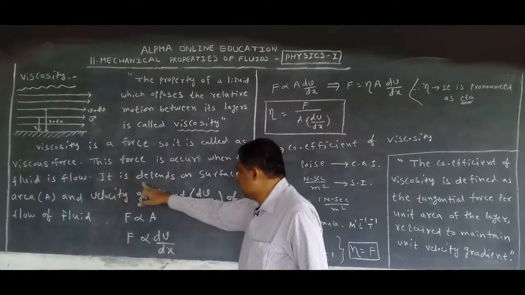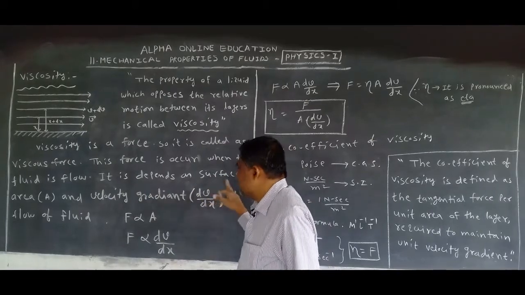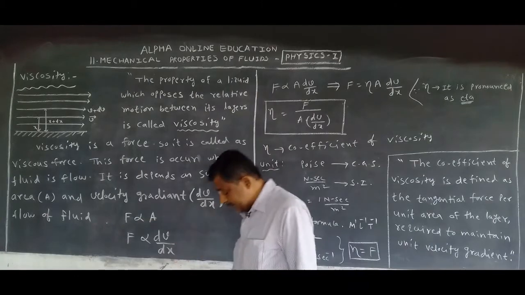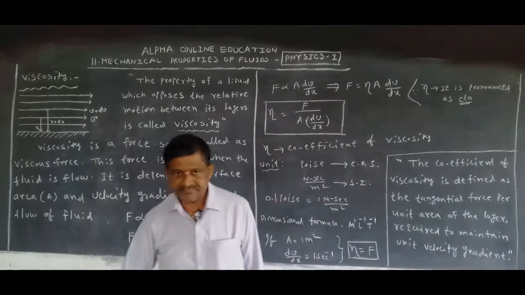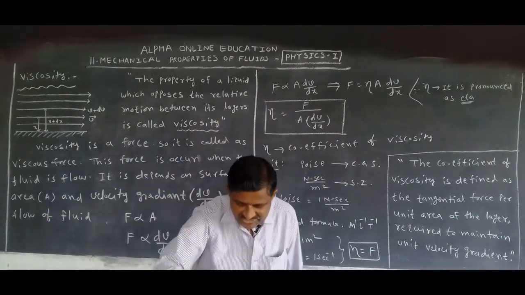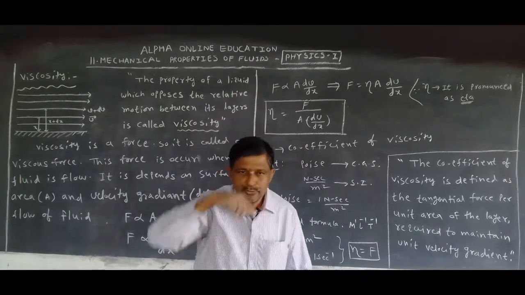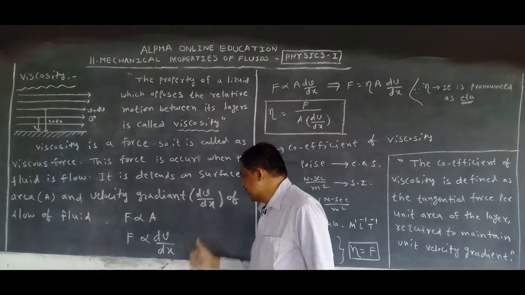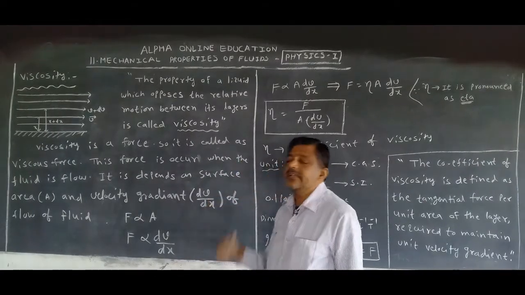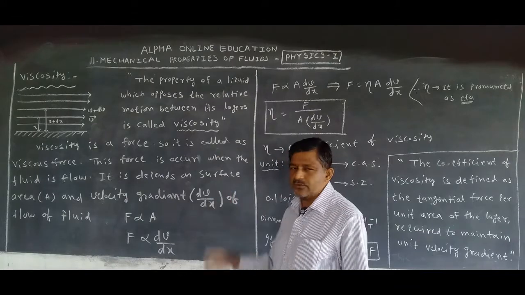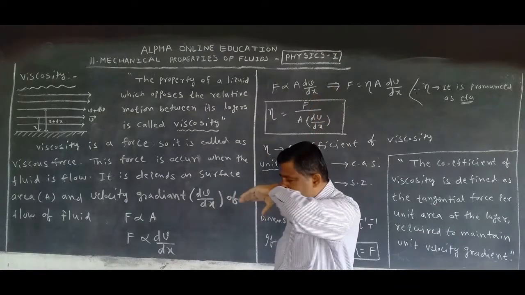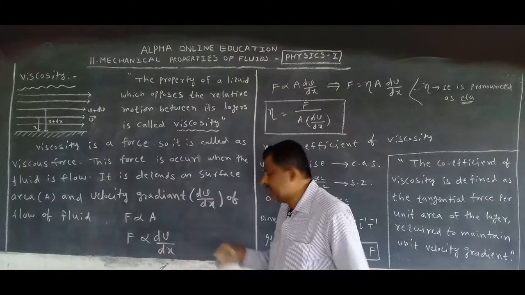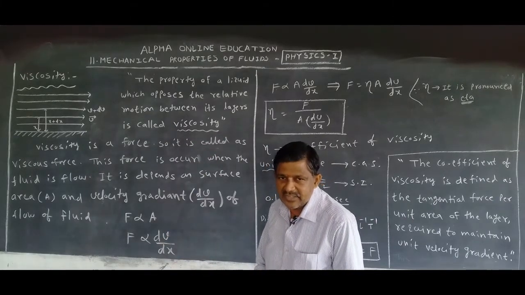This viscous force depends on the surface area and the velocity gradient of the fluid. Velocity gradient: gradient means increasing. The velocity gradient increases from the ground to the surface. What is the symbol for velocity gradient? The velocity gradient symbol is dV by dx. Viscous force depends on two factors. One is the surface area of the liquid. The next is the velocity gradient of the liquid.